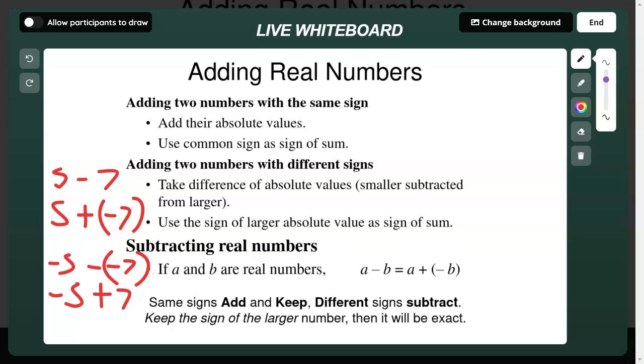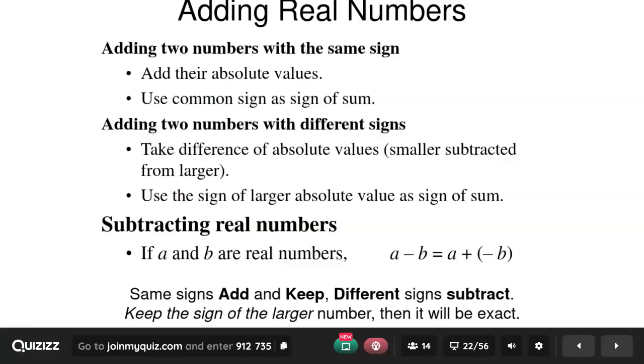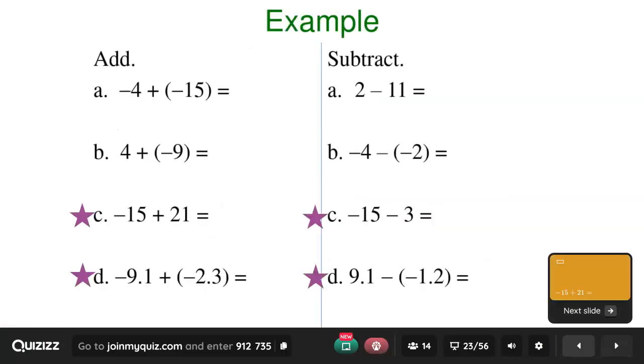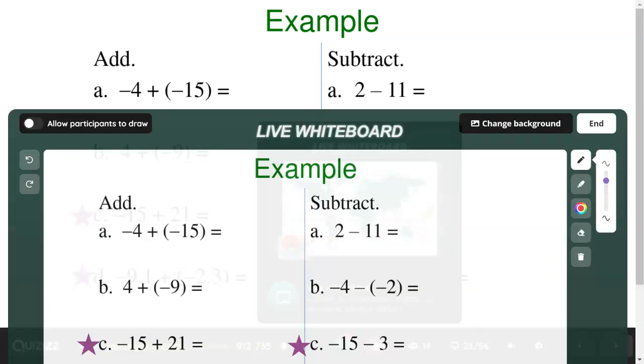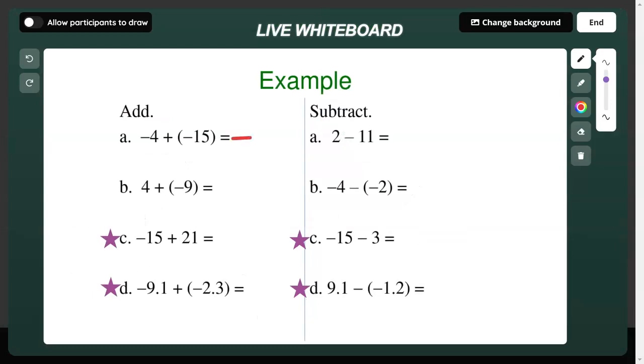Okay? So, let's go ahead and look at some examples. All right? So before we even look at what the numbers are going to be, if I'm adding -4 and -15, am I going to have a positive result or a negative result? Negative. Why? Why is it going to be negative?